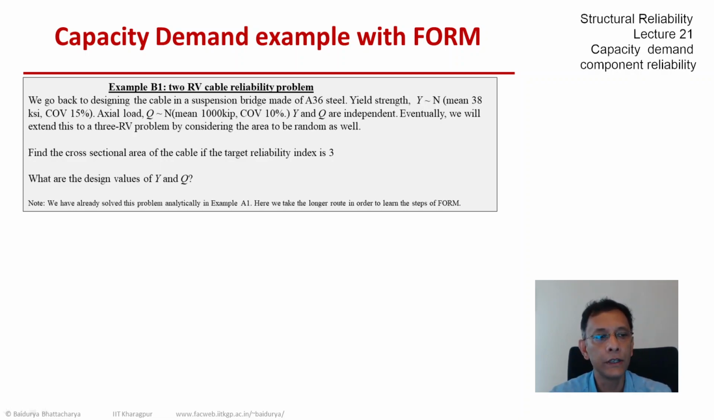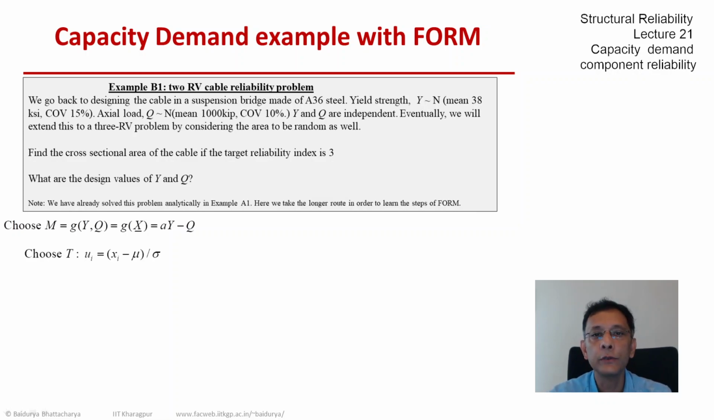There's a new question here: what are the design values of y and q? We'll come to that at the end of that solution. So we have to choose a safety margin, and the form that we choose is quite intuitively capacity minus demand. So it's A times y minus q. A is non-random at this point, and we actually have to find the value of A.